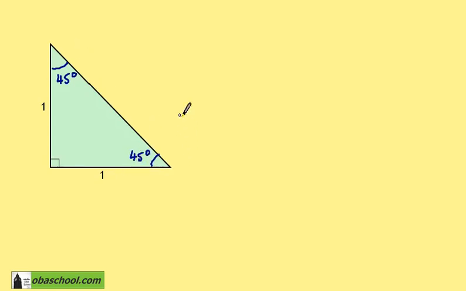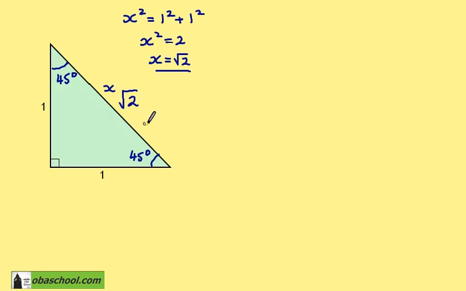If we consider the length of the hypotenuse here, and we could call it x, by Pythagoras' theorem, x squared is equal to 1 squared plus 1 squared, so x squared is equal to 2. X is then root 2. So the length of the hypotenuse is root 2.